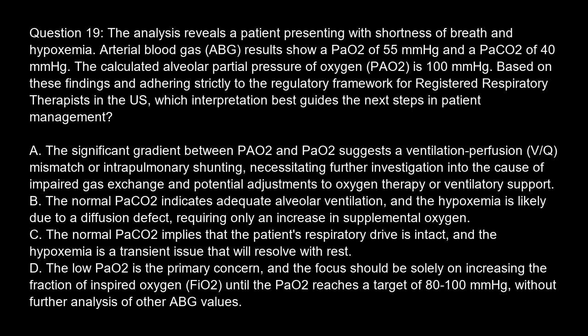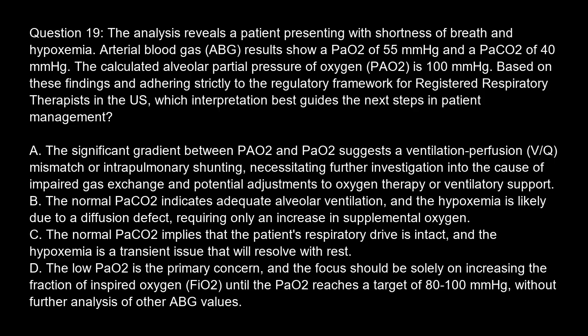Question 19. The analysis reveals a patient presenting with shortness of breath and hypoxemia. Arterial blood gas (ABG) results show a PaO2 of 55 mmHg and a PaCO2 of 40 mmHg. The calculated alveolar partial pressure of oxygen, PAO2, is 100 mmHg. Based on these findings and adhering strictly to the regulatory framework for registered respiratory therapists in the U.S., which interpretation best guides the next steps in patient management?